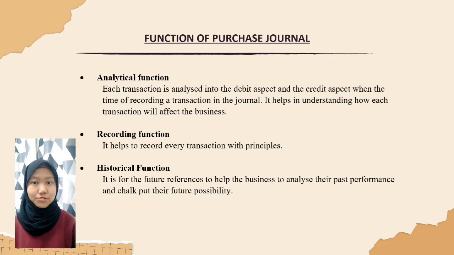Moving forward, there are three functions of purchase journal. Firstly, analytical function. Each transaction is analyzed into the debit aspect and the credit aspect at the time of recording a transaction in the journal. It helps in understanding how each transaction will affect the business. Secondly, record function. It helps to record every transaction with principles. Thirdly, historical function. It is for future reference, to help the business analyze their past performance and plan their future possibilities.